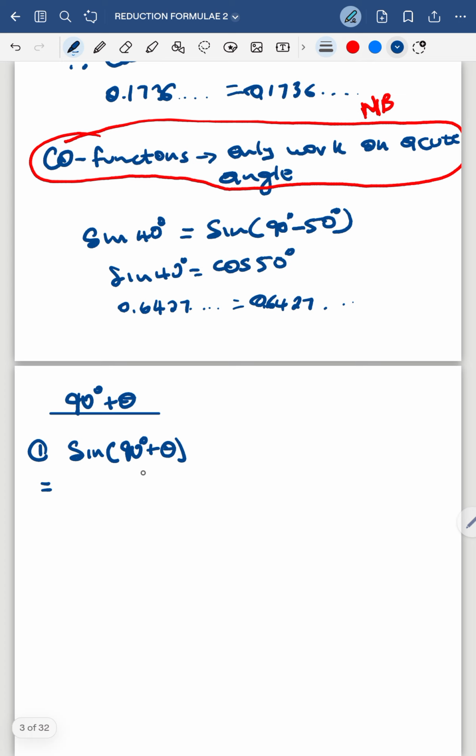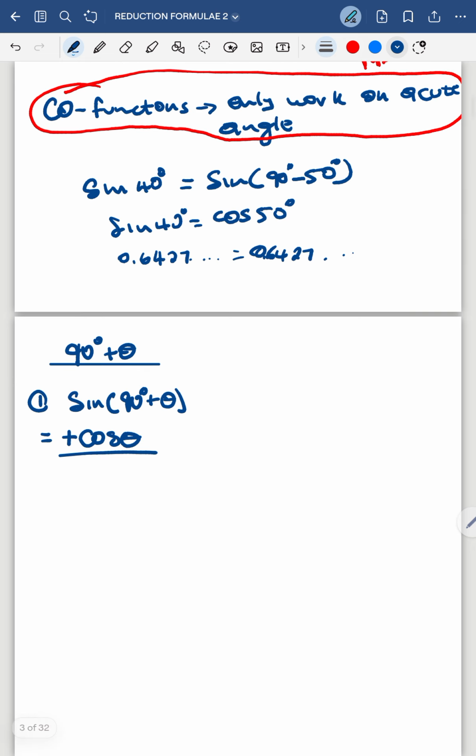How is sine in the second quadrant? Sine in the second quadrant is positive. What is the cofunction of sine? The cofunction of sine is cosine of the angle there, which is theta at this moment. So this is your answer.